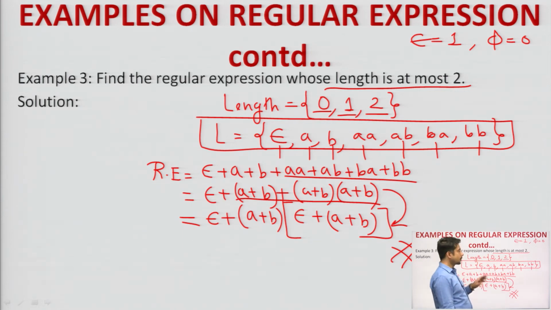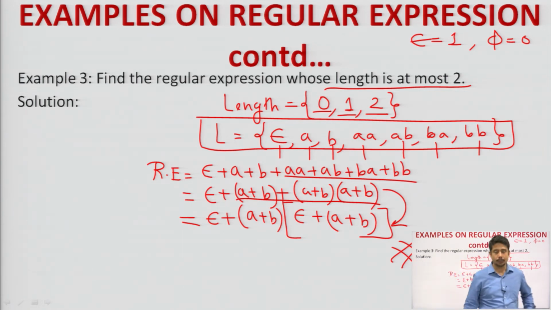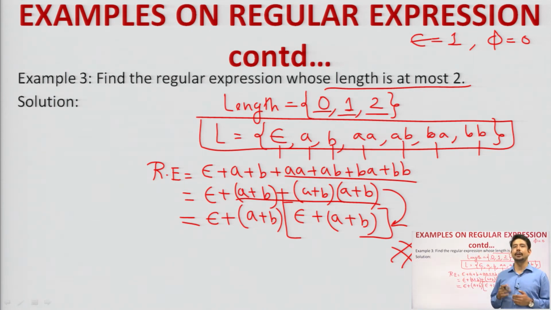So, basically you try to find out the language. Okay. From that language you try to do the union of all the operands, taking the strings as the operands, and then you try to simplify the expression to whatever extent you know, or with whatever mathematics you know. Okay. So, this is all about example number 3.